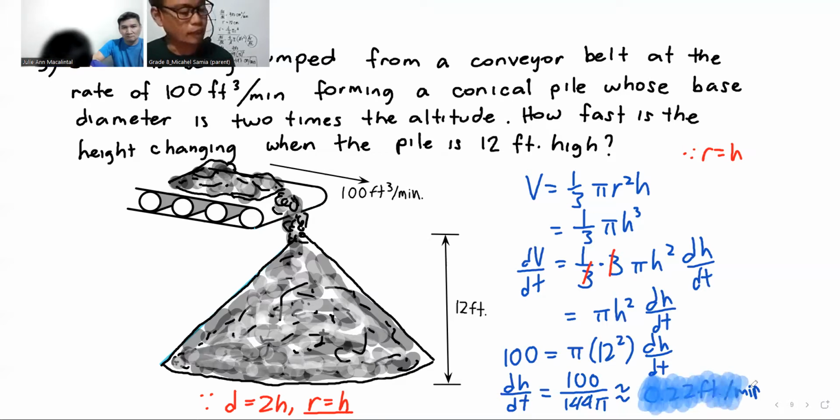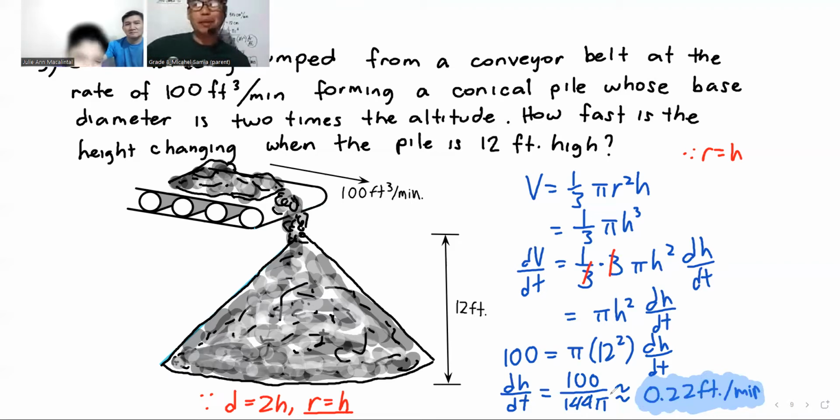It's 0.221. Okay, that's correct, Josh. Okay, so maybe next meeting we'll continue with the volume problems, but maybe a little bit harder or a little bit more complicated than these ones. At least you know the principle in using the formulas and deriving them.